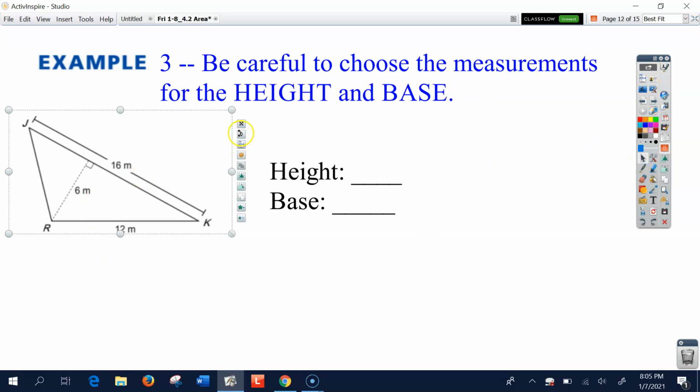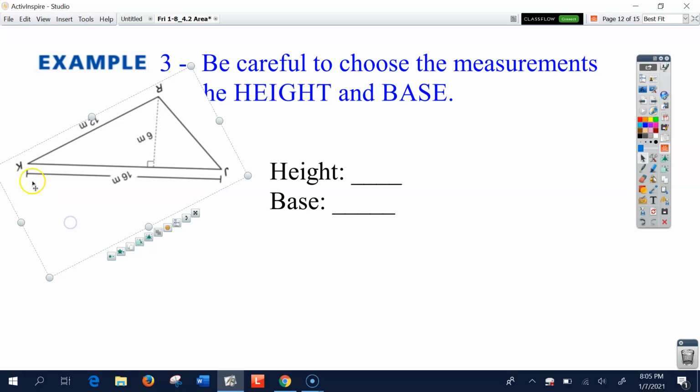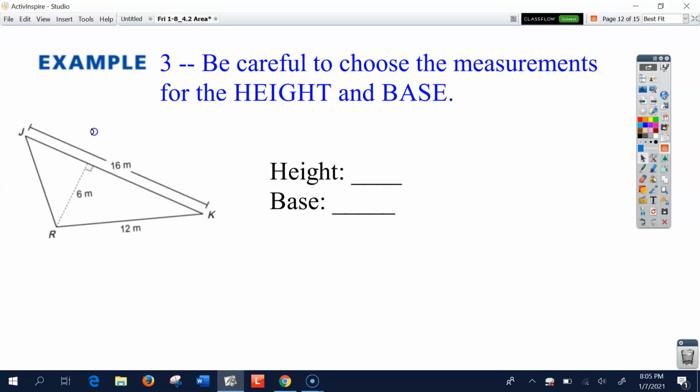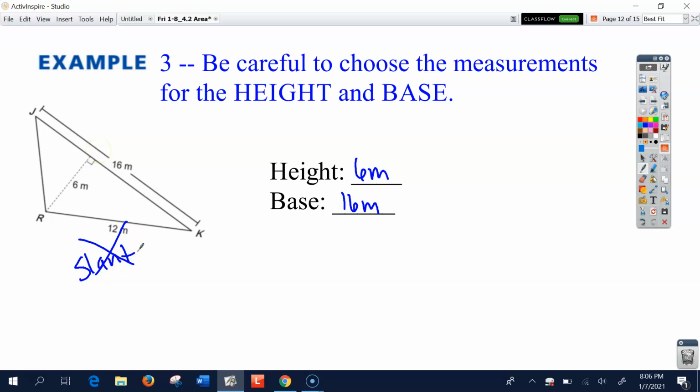If I take this shape and I turn it around, okay, now it looks like that triangle that I'm used to seeing where this is the bottom or the base and the height goes straight up perpendicular from the base, right? Gonna put it back there. Okay, so it looks like the base is the 16 meters and the height is 6 meters. And then this is a slant height, right? Because it's the side of the triangle. It's not the base and it's not the height. So I'm going to cross this off. I can't use the slant height.